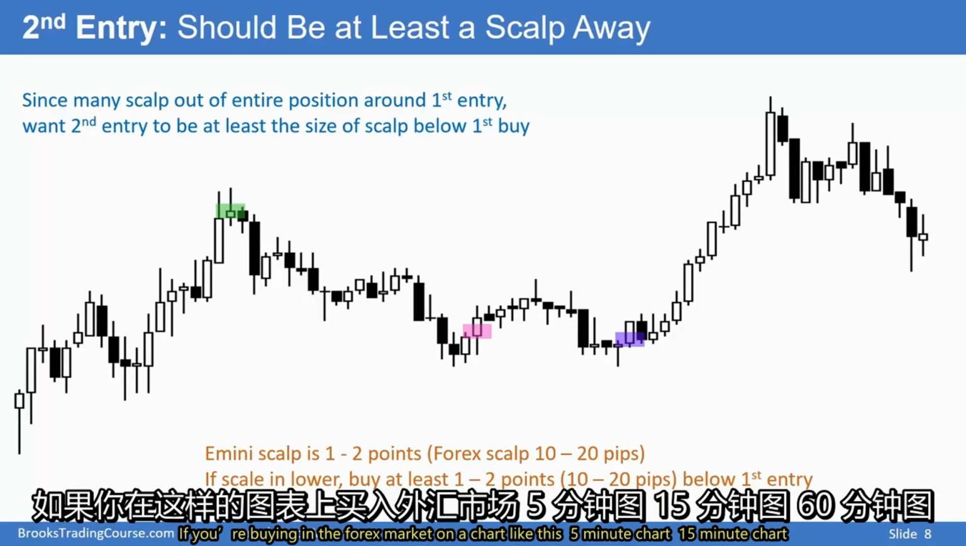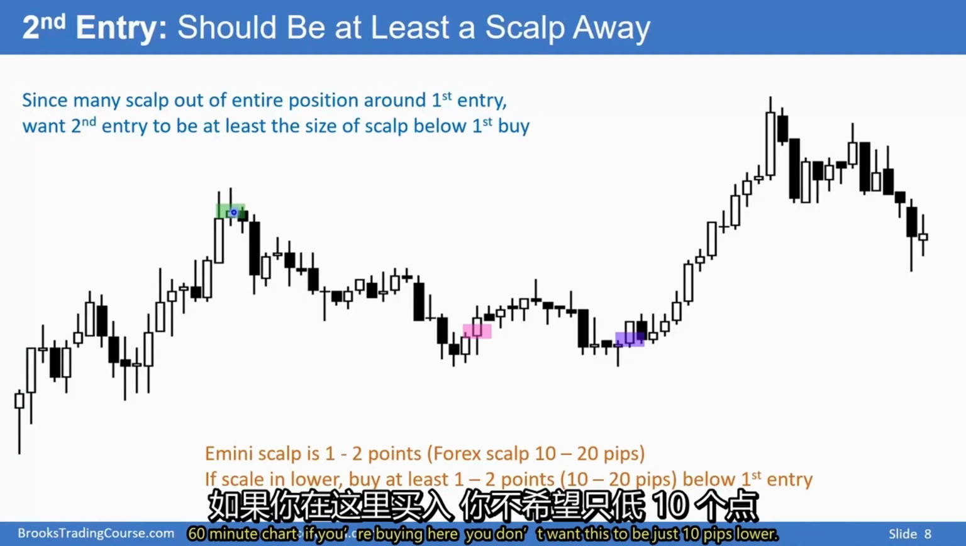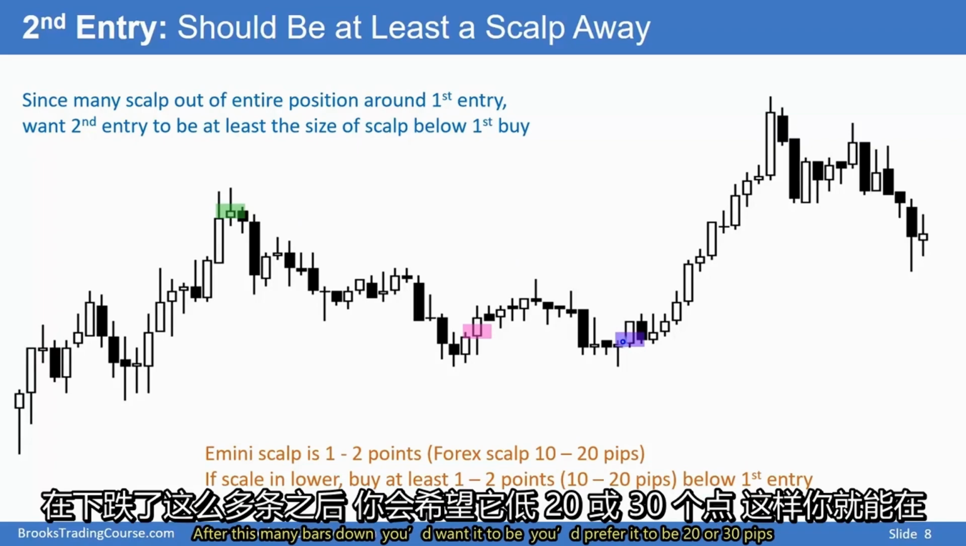If you're buying in the Forex market on a chart like this, 5-minute chart, 15-minute chart, 60-minute chart, if you're buying here, you don't want this to be just 10 pips lower. After this many bars down, you'd prefer it to be 20 or 30 pips lower, so that you make 20 or 30 pips on this buy, and you get out break even on that buy.